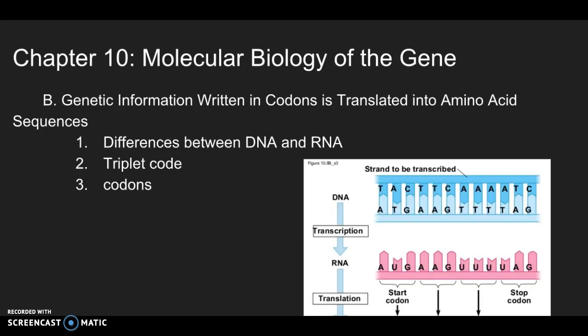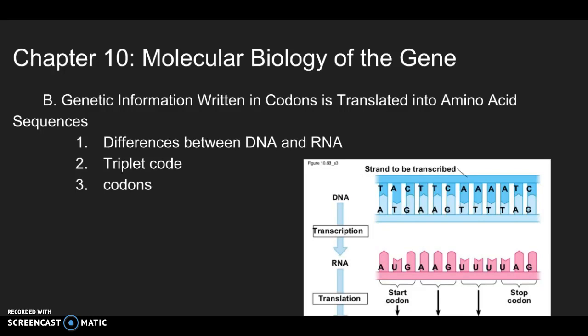So on a test or in a textbook, if you're ever given a sequence and you notice that there is a U in it, you know that you're looking at a strand of RNA, because uracil does not exist in DNA, whereas in DNA you're just going to have adenine, guanine, cytosine, and thymine.